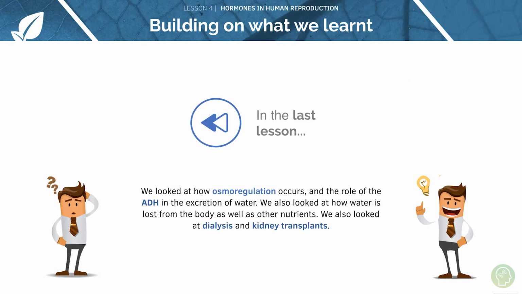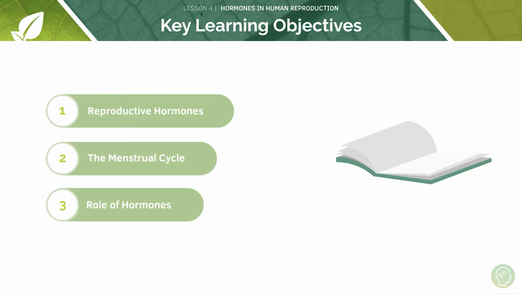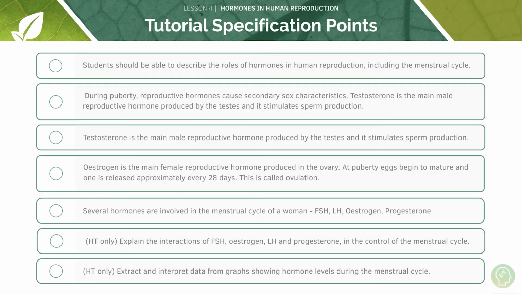Okay, so today's session is going to be quite dense. We're going to be talking about the reproductive hormones in our body and relating this to the menstrual cycle in females. And finally, we're going to have a look at the role of hormones and how they interact with each other. So as per usual, these are our tutorial specification points. We'll start off with the first two, and you can use this list as a checklist as you go through the video.